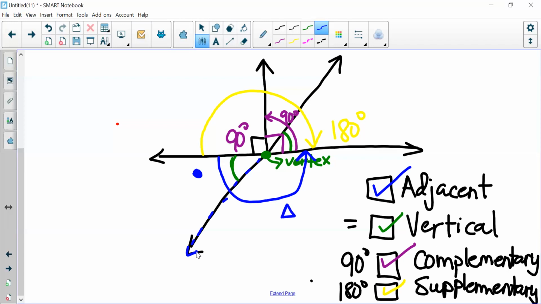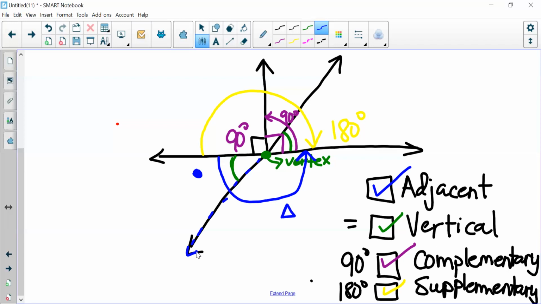Y'all, any questions about my grand drawing that some of your classmates so graciously let me know was not my best work? They just share a common side. That's it. That's adjacent angles in a nutshell.